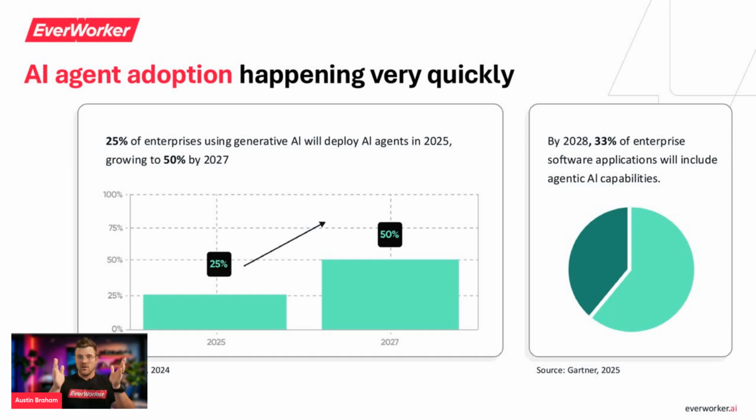As of right now, with 2025, they're saying theoretically 25% of companies will be implementing AI agents in some way, but by 2027, that will go up to 50%. And by 2028, 33% of enterprise software applications will include agentic AI capabilities. So by starting in 2025, it will allow you to be ahead of the curve as this gets to that 33%.